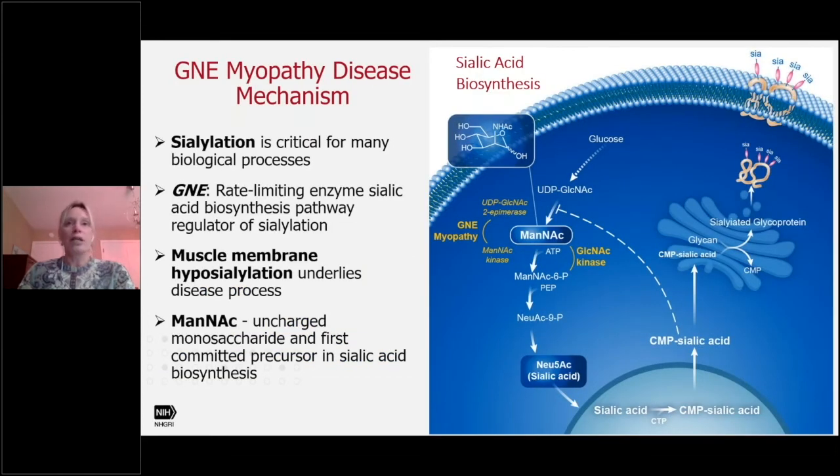So to understand the biomarkers that I will talk about, I need to first discuss the mechanism of GNE myopathy, which involves sialic acid biosynthesis and sialic acid metabolism. Sialic acid is a monosaccharide, a small sugar that is present at the end of proteins that have a so-called glycoconjugate chain on it. The glycoconjugate chain is made of different monosaccharides linked up in a chain.